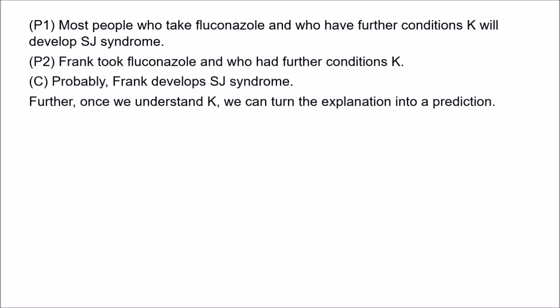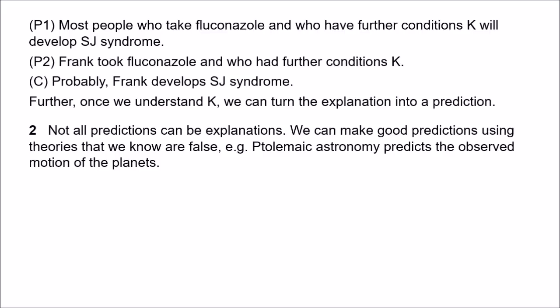However, there is another objection to the symmetry thesis, which is that not all predictions can be explanations. This is because we can make good predictions using false theories. Ptolemaic astronomy, which proposes that the Earth is the fixed centre of the universe, is actually a very powerful theory of our observations of the sky, and it was used until very recently in navigation, even though it was known to be completely false. We can use Ptolemaic astronomy to predict the motions of the planets, but we can't use it to explain them. So the deductive-nomological model is wrong to claim that prediction and explanation differ only in terms of when they're given. Good predictions can't always serve as good explanations.